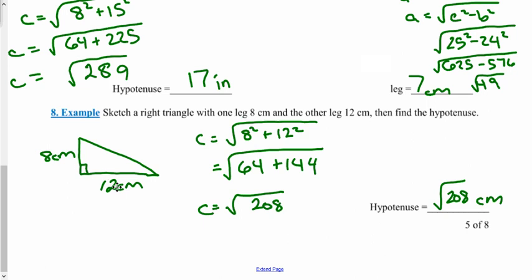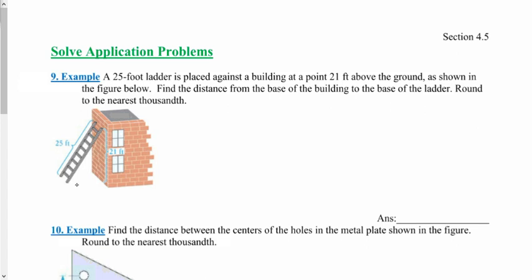The other thing that you could do is grab the calculator and punch in square root of 208, and you would get about 14.42 centimeters. That's another thing you could do. Whenever you're working with real world problems, like actual measurements, it makes sense to use decimals.